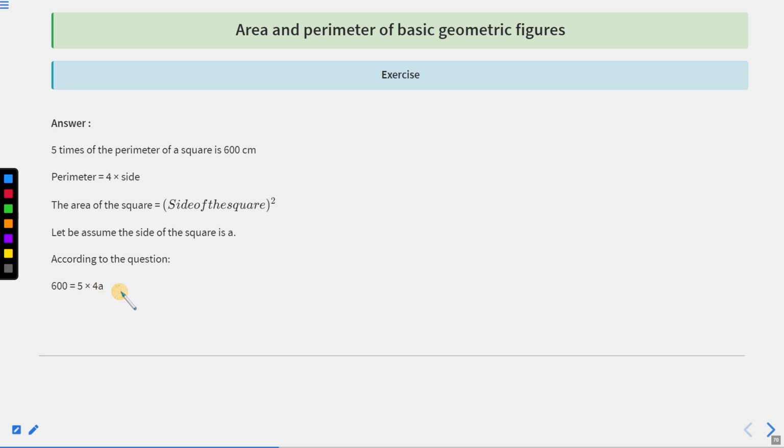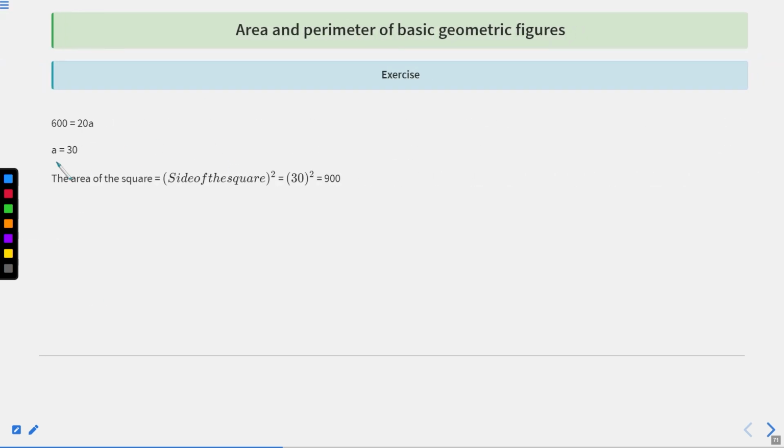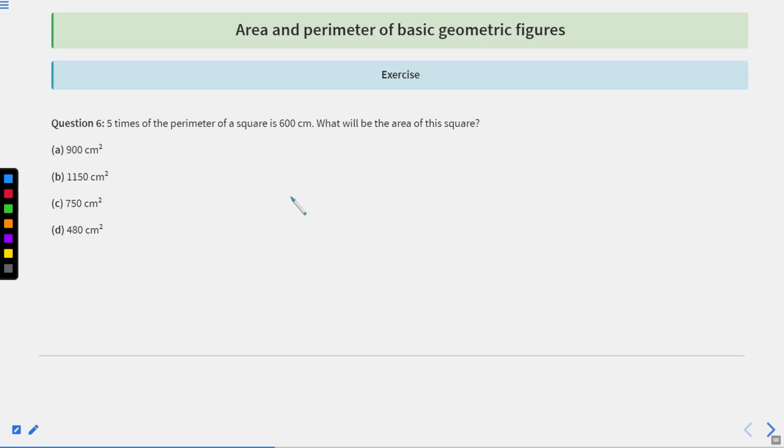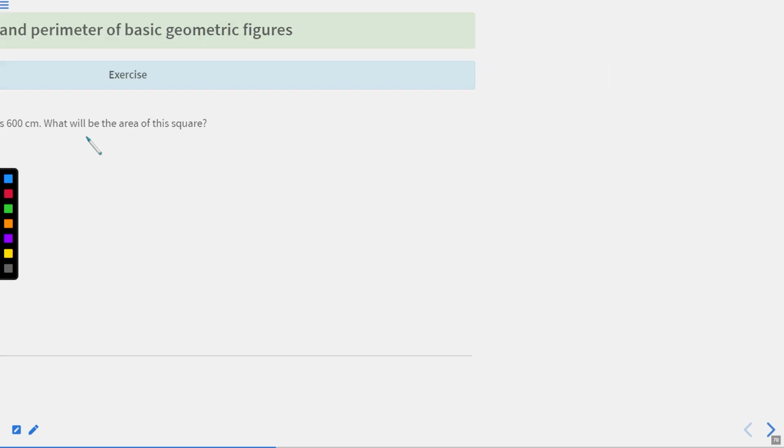So 5 times 4A is equal to 600. On simplification, I will have A equal to 30. So the area of the square is equal to side times side, and the side we obtained is 30. So 30 squared will be 900. The correct answer for this question should be option A, that is 900 centimeter square.